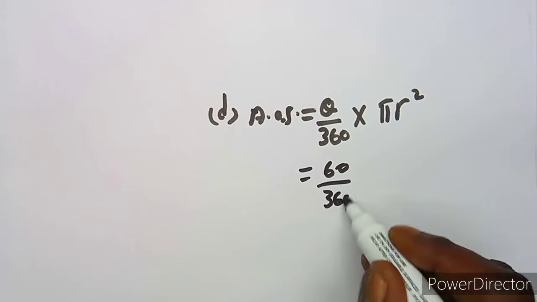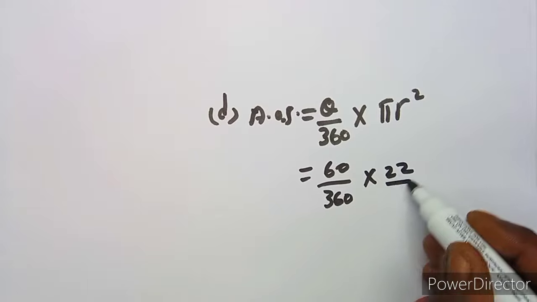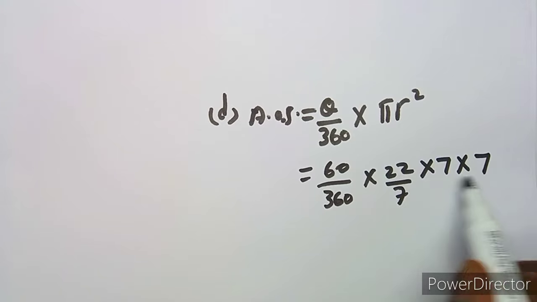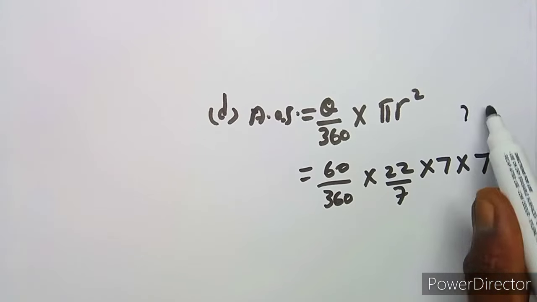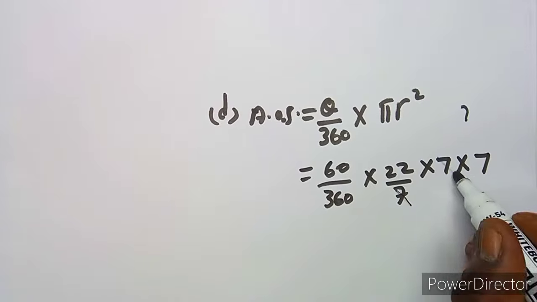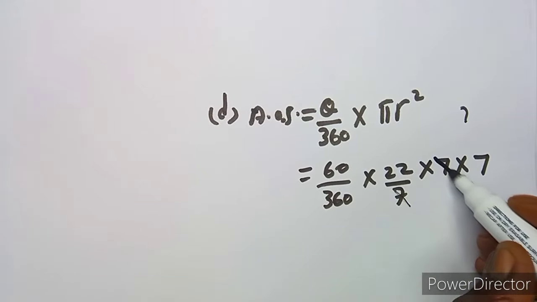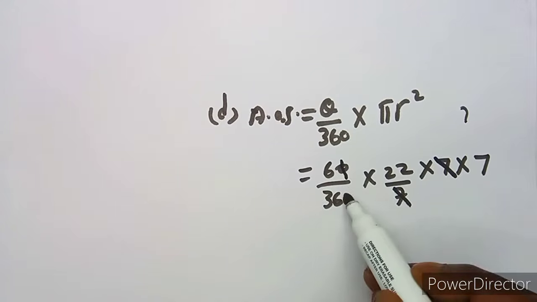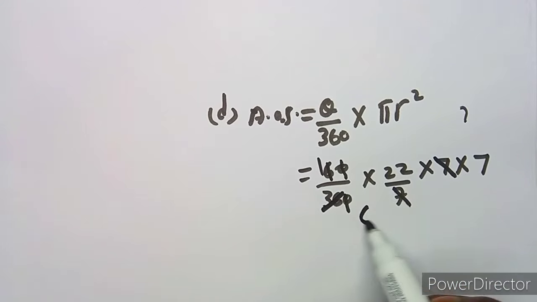60 over 360 times pi, 22 over 7 times r squared, which is 7 squared. So 7 squared simply means 7 times 7, or you can write it as 7 squared, which is 49. It's just one and the same thing. So you have to reduce just like what we did previously. Okay, 7 and 7. This one we reduced and we got 1 over 6.